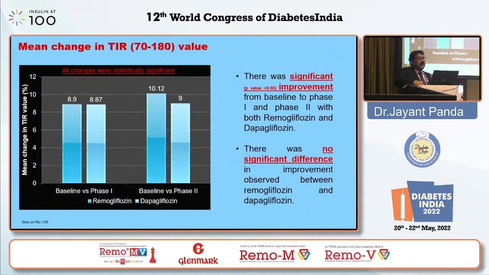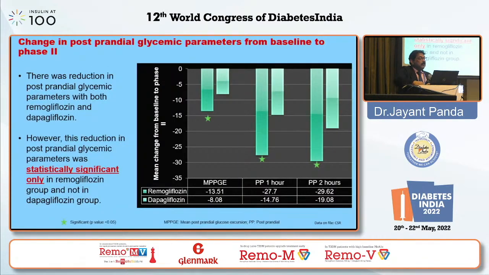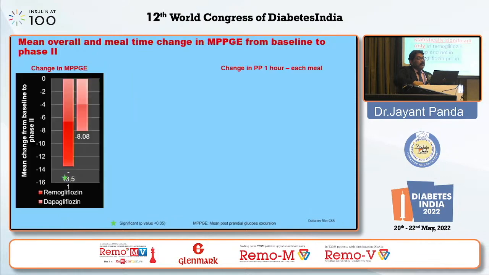Taking this criteria, if you take TIR, there is no significance in either group. Both have tried to maintain it, a significant improvement, but no significant difference in the improvement was observed between the Remo and the DAPA. And here, from baseline to phase 2, in the Remo group there was a statistically significant reduction in the glycemic parameters at breakfast, lunch, and dinner. The postprandial 1 hour and postprandial 2 hour, all three were statistically significant, whereas dapagliflozin did not come out significant.